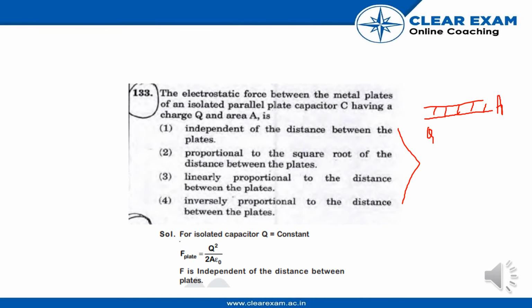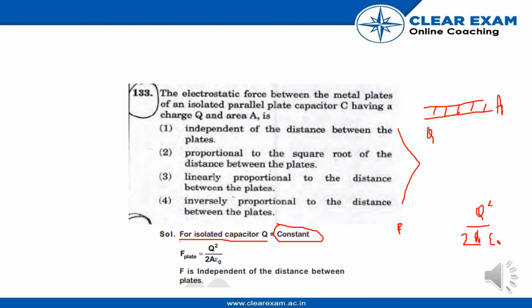Since we have an isolated capacitor, Q is equal to a constant, right? Then we'll consider F as the force, and there's a simple formula, that is charge squared upon A, that is F = Q² / (2 ε₀ A).